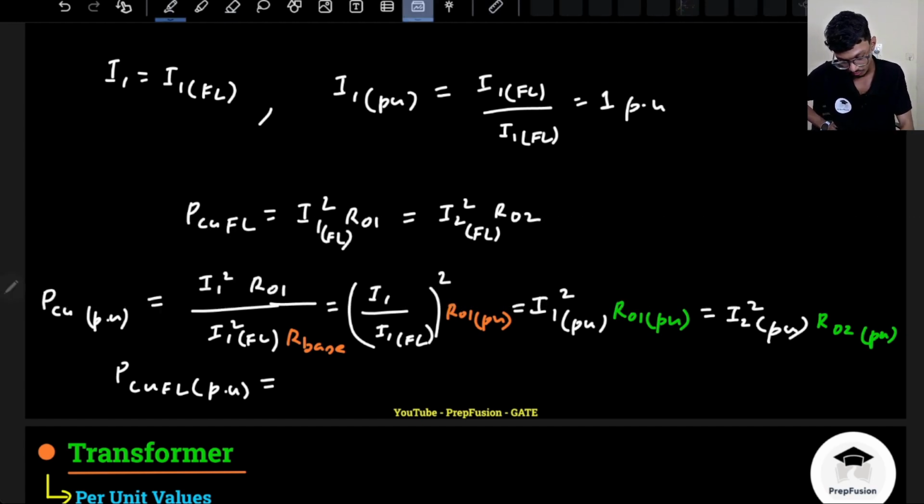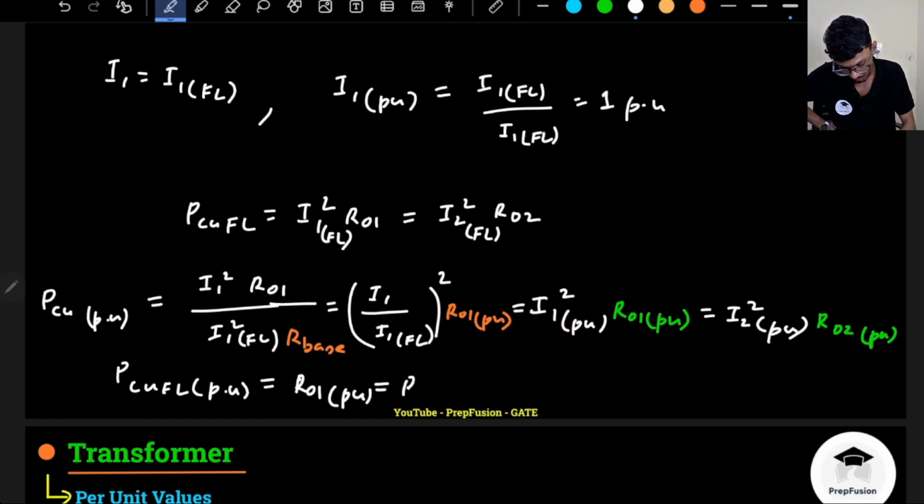my I1 PU will be 1, my I2 PU will be 1. From this equation also you can prove it, that if it is full load copper loss, full load per unit copper loss, it will be equals to RO1 PU, or it will be equals to RO2 PU. So RO1 PU and RO2 PU are also same. From this equation also you can prove. Okay, so the full load copper loss will be RO1 PU or RO2 PU. Okay, in per unit. I am talking in per unit.